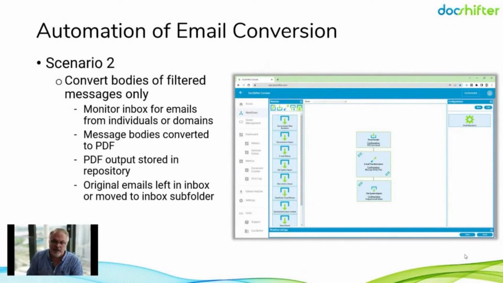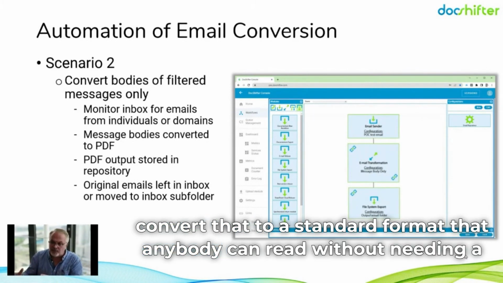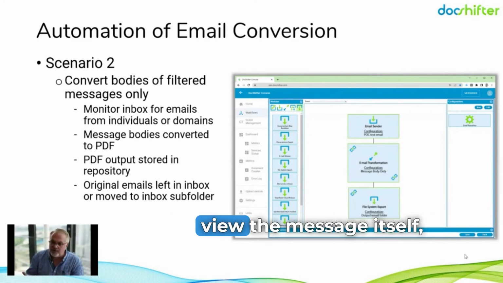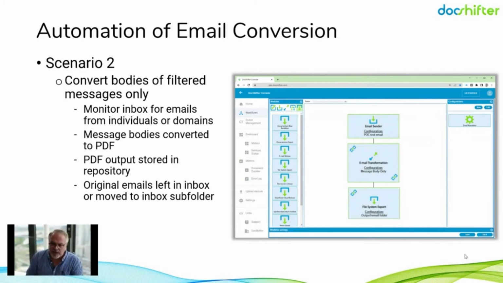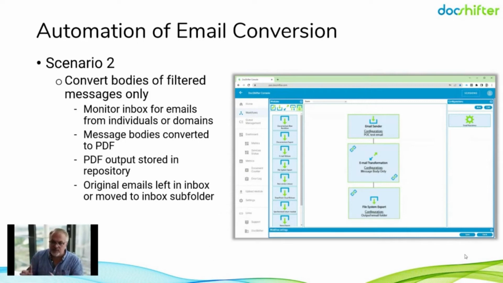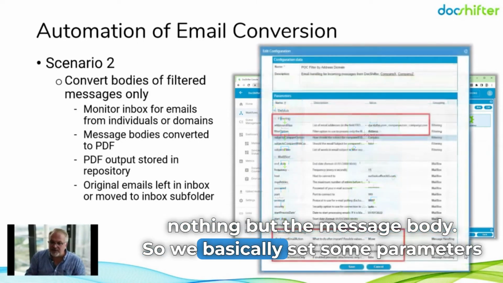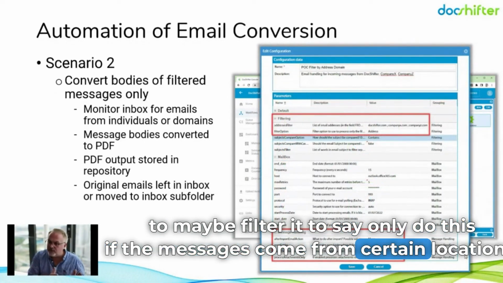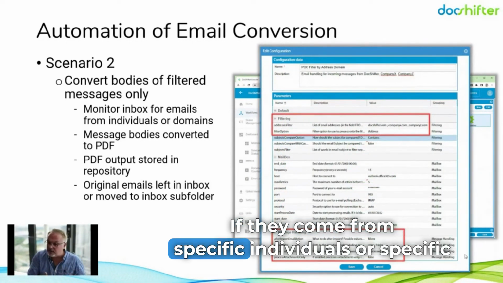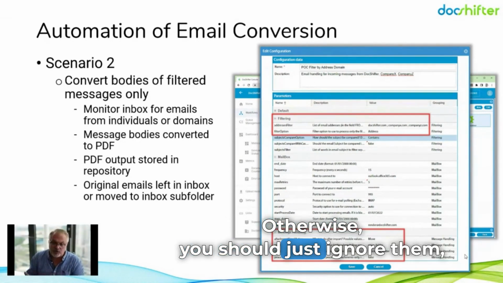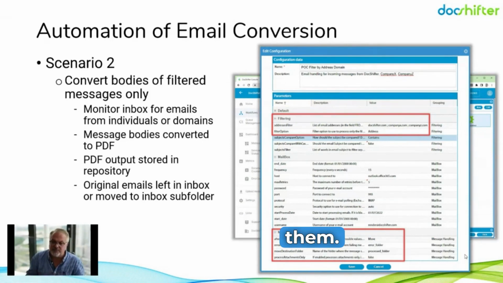Take a little bit further if you want to just track the conversation that you're having, so the message body itself. Being able to take the message body, convert that to a standard format that anybody can read without needing a mail client, whether it's Outlook or something, to view the message itself, being able to view it from anywhere and store all of those PDFs somewhere centrally, just a conversation, not the attachments, nothing but the message body. So we basically set some parameters to maybe filter it to say only do this if the messages come from certain locations. If they come from specific individuals or specific domains, then we should process them. Otherwise, you should just ignore them and not process them.